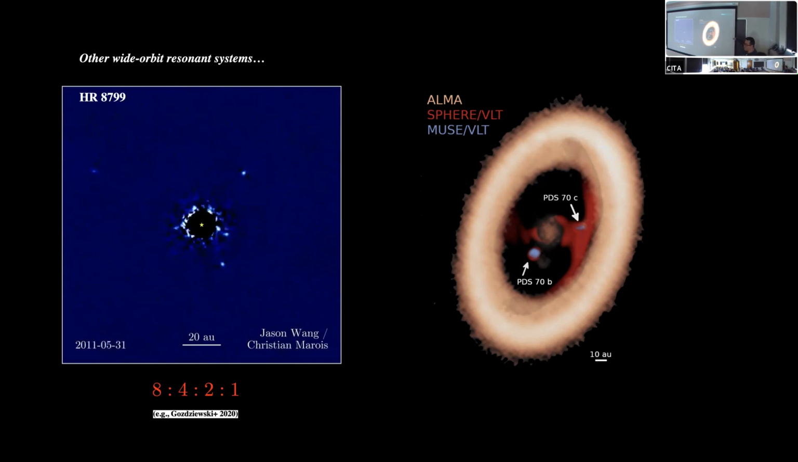Also, if you look at the other one that has been discovered, and of course, this one has no gas in it, right? But it's still a relatively young system. And then PDS 70 that has two planets. They've been shown to be in a 2-to-1 resonance, or it's consistent with being in a 2-to-1 resonance.